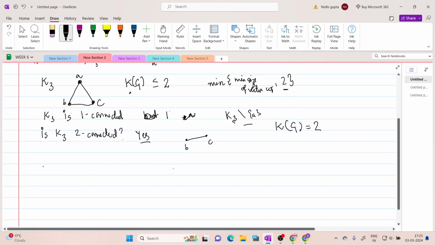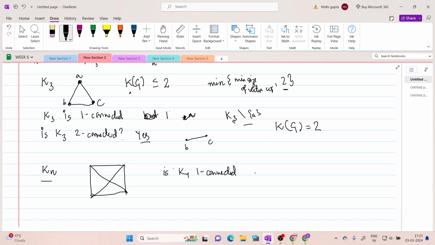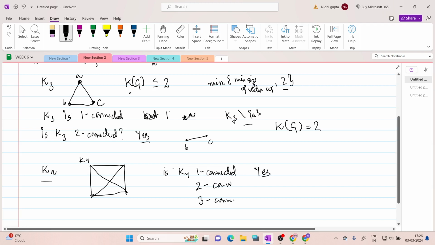So what about Kn now? Let's first try K4. So this is K4. Is K4 1 connected? Yes, ma'am. Yes, because 1 connected is just a connected graph, and we see that K4 is connected, therefore it is 1 connected. So what about K4? Is K4 2 connected? Is K4 3 connected?